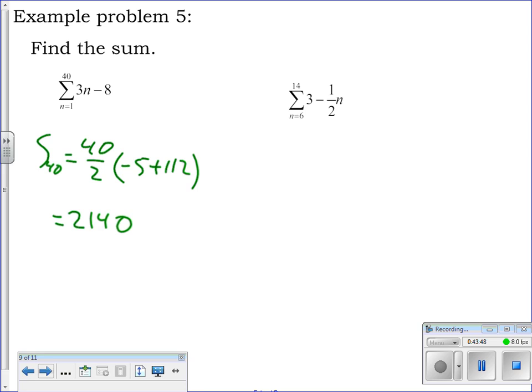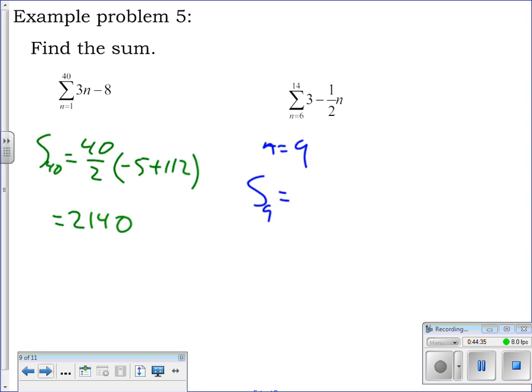Next one's a little harder. How many terms are we adding together? We're not doing 14, because what number do we start with? We start with 6. We don't go from 1 to 14. We just need to add up from the 6th term to the 14th term. So how many are we actually adding together? 14 minus 6 plus 1, 9. Top minus bottom plus 1. 14 minus 6 is 8, plus 1 is 9. So we're adding together 9 terms. So it's the sum of not the first 9 terms, but the 9 middle terms.